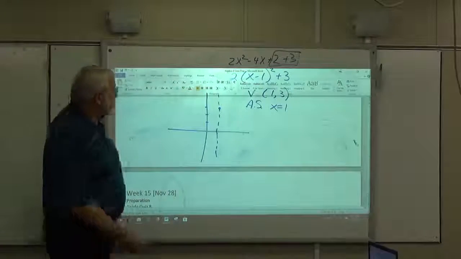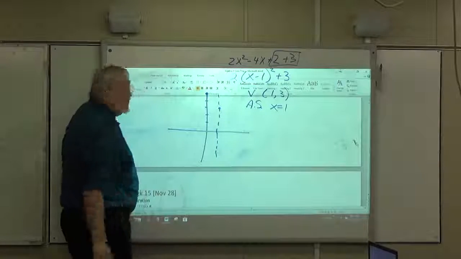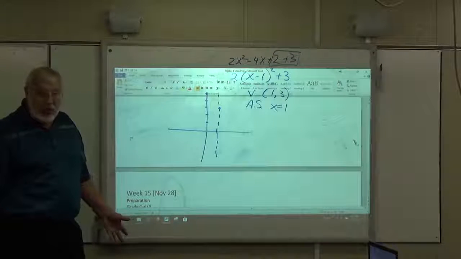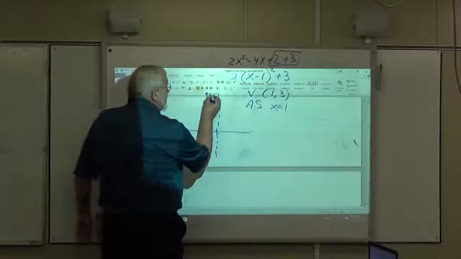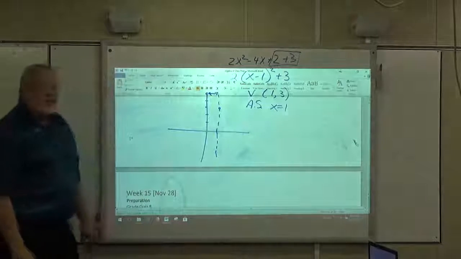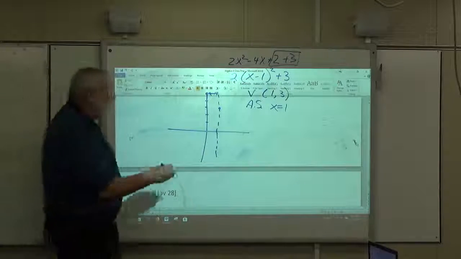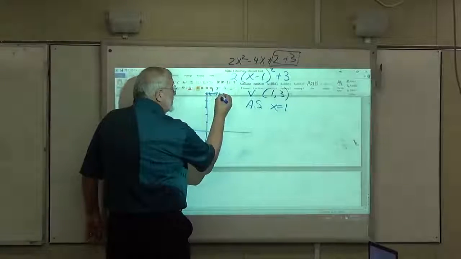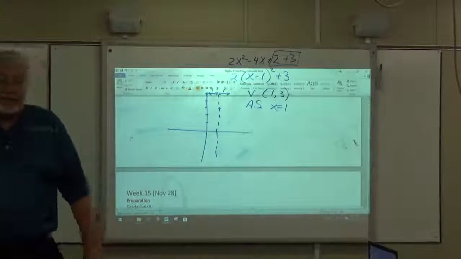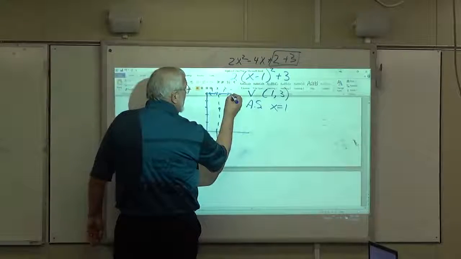So when x is 0, y is 5. That's right here. All right, that's called the y-intercept. Now, here's my question. How far is it from the y-intercept to the line of symmetry? 1 unit, right? And so the symmetrical part will be 1 unit on the other side, which is going to be right here.